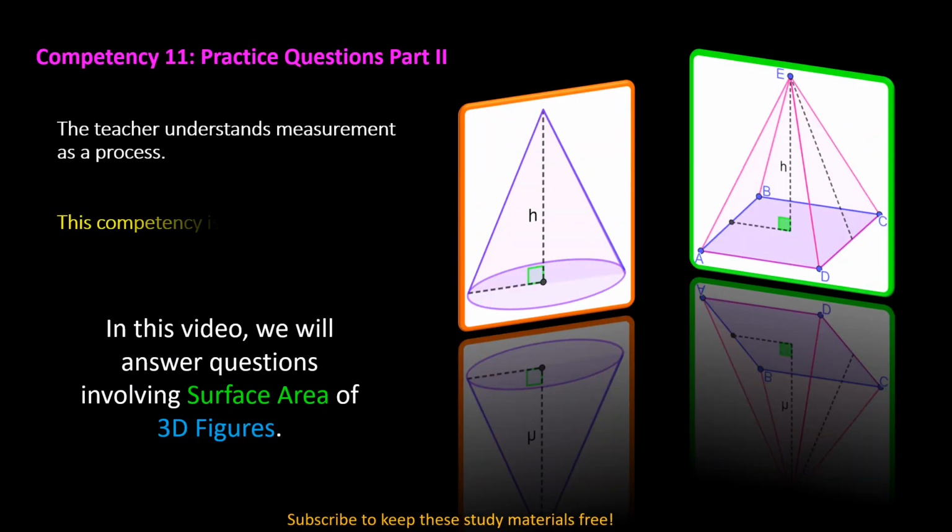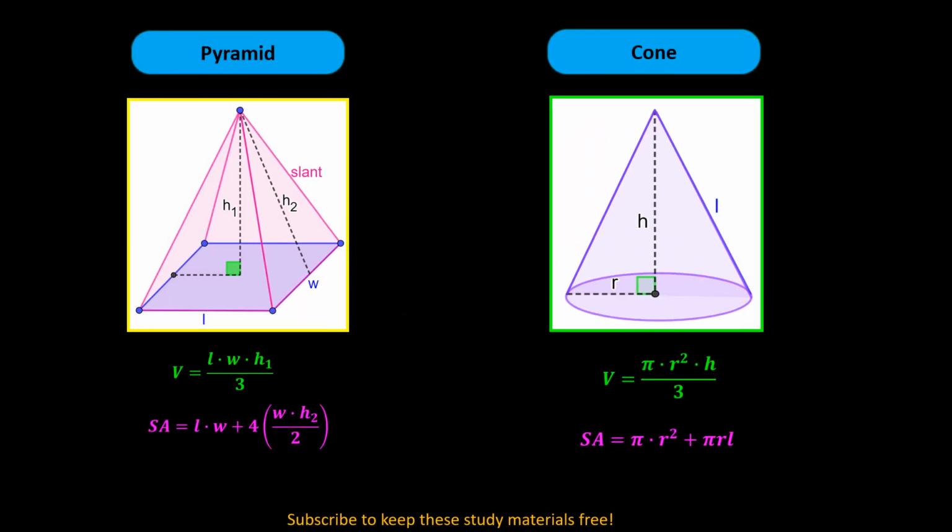Welcome to Part 2 of Competency 11. In this video, we will answer questions involving surface area of 3D figures. We need to focus on these two three-dimensional shapes, that would be the pyramid and the cone.